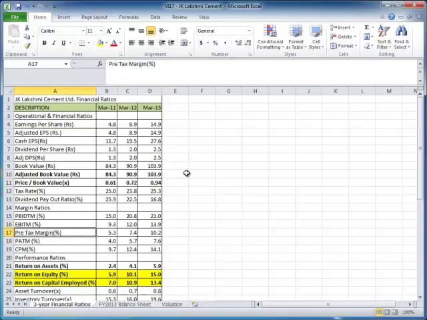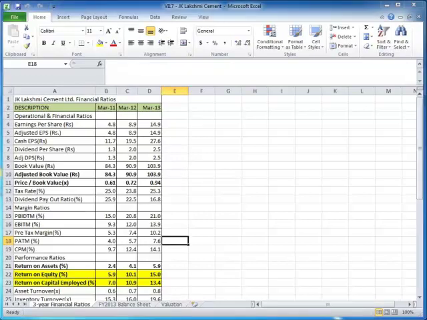Beyond that, we have the pre-tax margin. This is going to take off interest costs, and then we get a lower number again. And once we take away taxes, we have the profit after tax margin. And lastly, in this category, we have the CPM, or the cash profit margin, which we can see here has also been rising over the last 3 years.